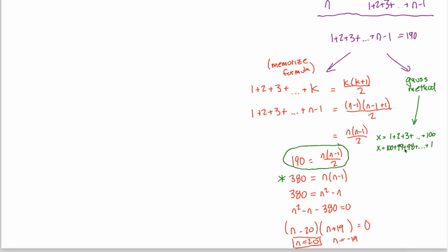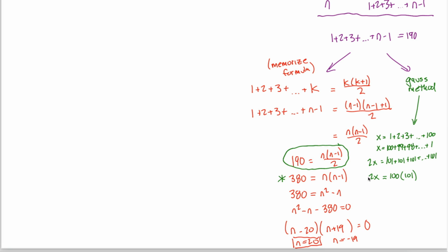Addition is commutative. Rather than figure out each of these sums individually, we could add them vertically. 1 plus 100 gives us 101, 2 plus 99 gives us 101, 3 plus 98 gives us 101, and so on. If we add the right side of these two equations, we just get a whole bunch of 101s. If we add the left sides of these equations, we get 2x. How many 101s do we have over here? Well, we got 100 of them because the columns are numbered 1 to 100. So we know that 2x is equal to 100 times 101.